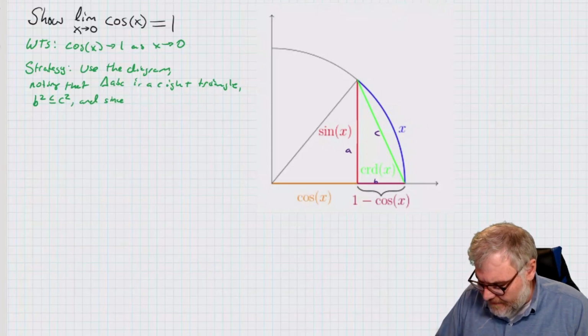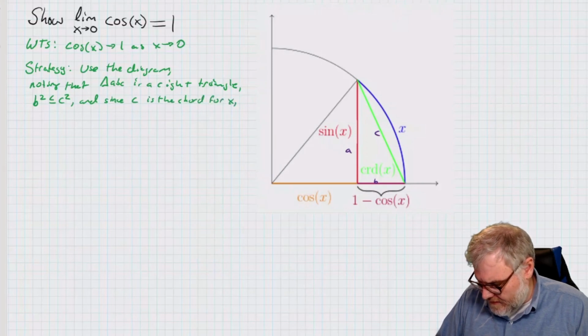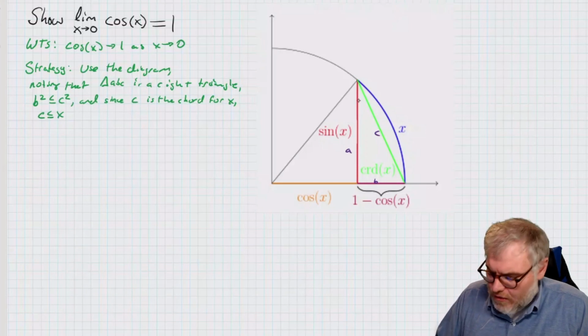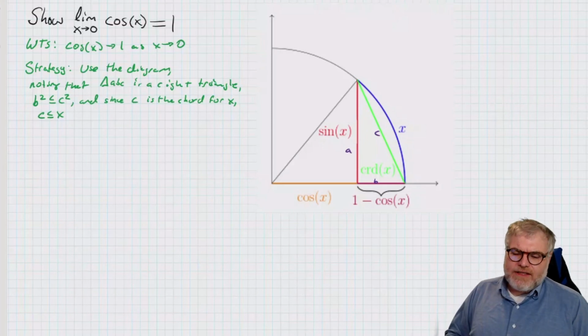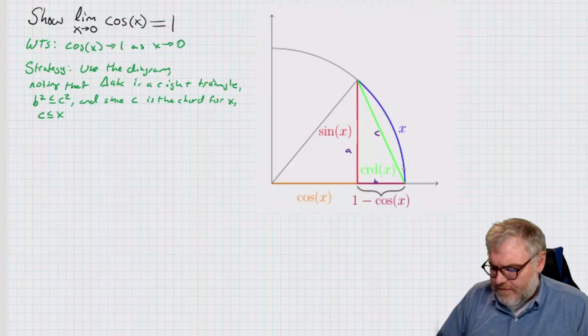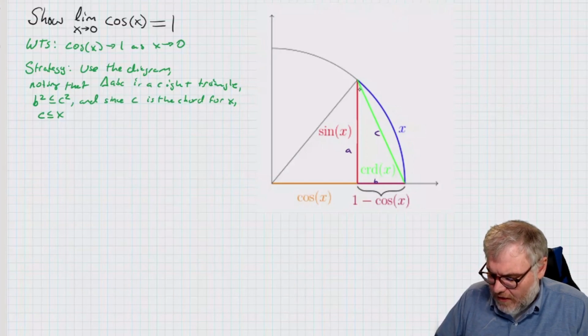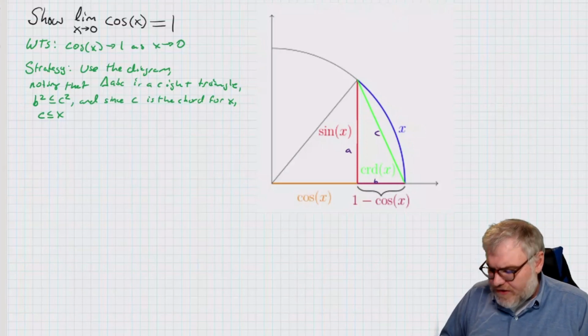Since c is the chord for x, c has to be less than or equal to x. If I'm moving along the circle, remember that the length of the chord is less than or equal to the length of the arc, and it's always less unless the length of the arc is 0. So it's faster to move along the chord than it is to move along the outside of the arc. And that's going to give us our two cops.